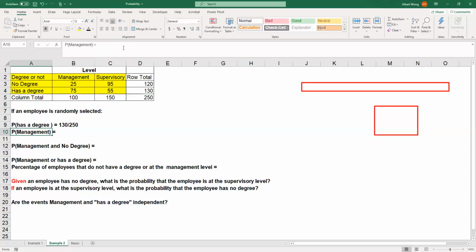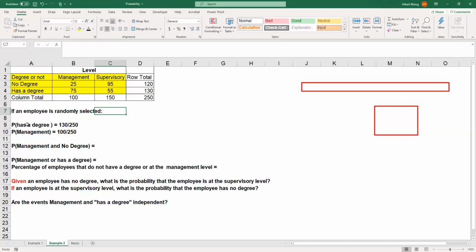Right. On the other hand, what is the probability that an employee is at the management level if he or she is randomly selected from the company? Again, the way that we look at it is this. We have 250 employees in the sample. Out of the 250 employees, how many of them are at the management level? There's 100, right? And therefore, the probability of management, or the percentage of employees at the management level, will be equal to 100 divided by 250.